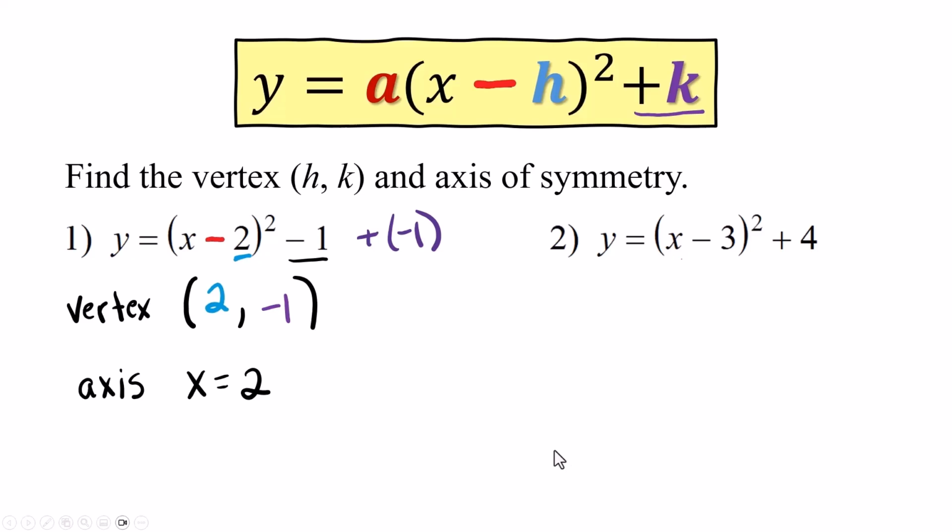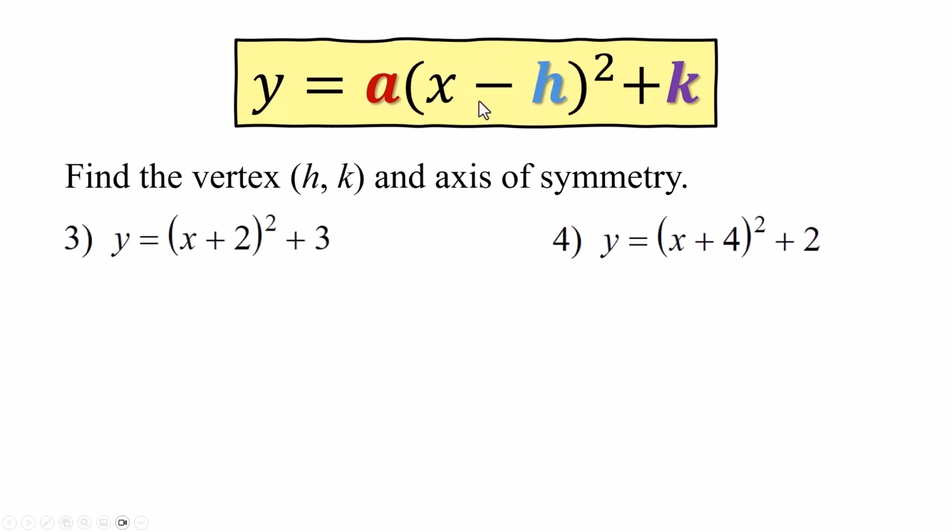If you get it, pause and do number 2. Otherwise, I'm moving on right now. All right, we have another -3. Remember, it's opposite land. So that means our vertex x-coordinate is +3. +4 on the outside means this thing's going to go up 4. And so the y-coordinate moves up to the +4. The axis of symmetry is going to be x equals 3.